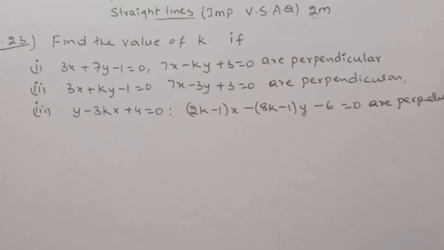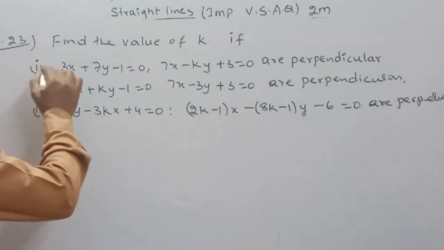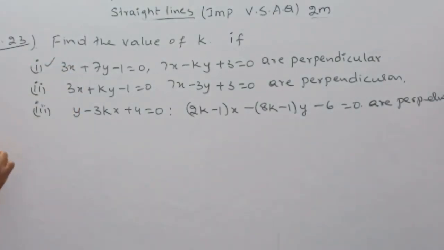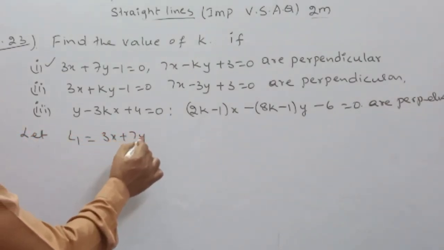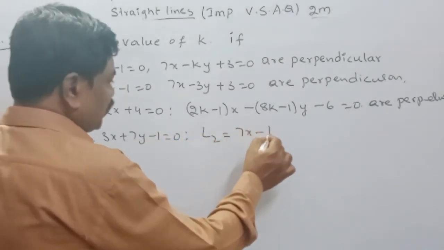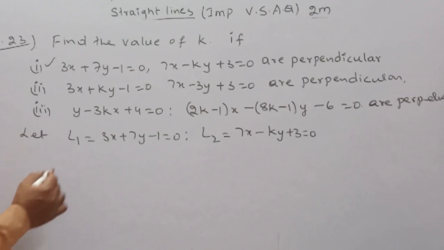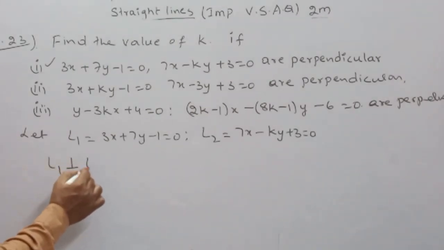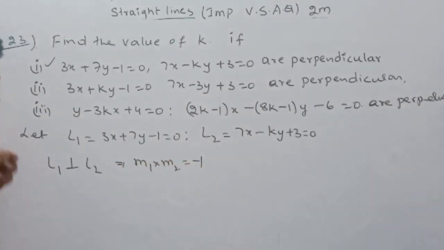Here we have one more problem. Find the value of k if 3x plus 7y minus 1 equal to 0 and 7x minus ky plus 3 equal to 0 are perpendicular. First problem. Given that, let L1 is equal to 3x plus 7y minus 1 equal to 0, and L2 is equal to 7x minus ky plus 3 equal to 0.